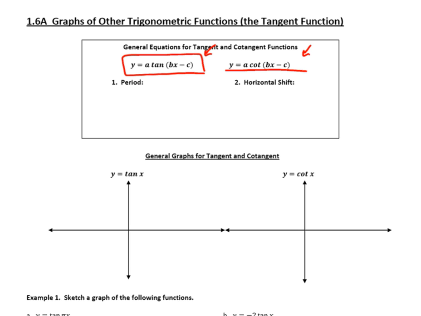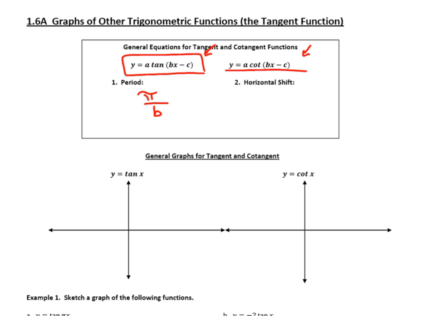There's no plus d. The period is different as well. So the period of tangent is pi divided by b, not 2 pi divided by b. That's different than the sine and cosine graphs. Sine and cosine is 2 pi divided by b. Tangent is pi divided by b.